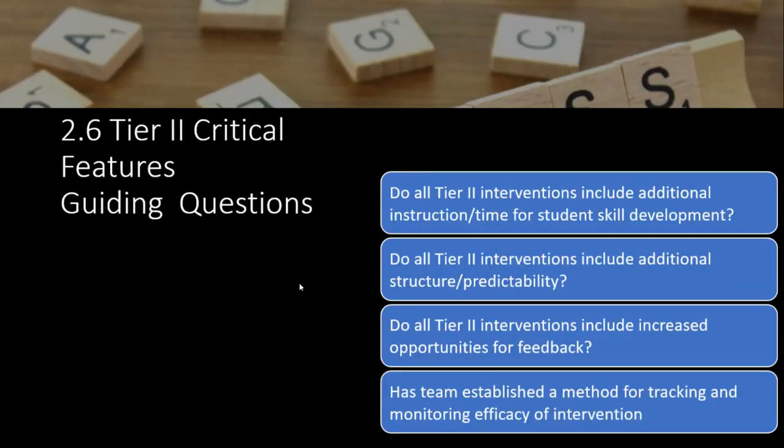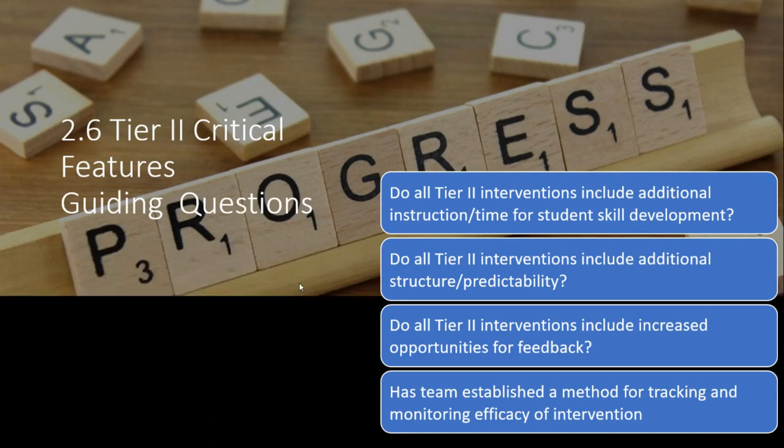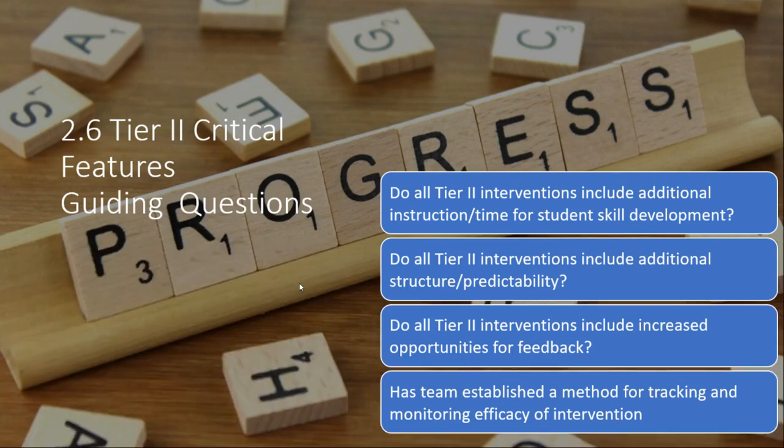So some guiding questions and considerations: do all tier 2 interventions include additional instruction time for student skill development? Again, it's important that these interventions are reteaching those skills that they did not necessarily learn from that tier 1 universal support that they received. Do all tier 2 interventions include additional structure or predictability? Again, we want to structure this support so that interventions are scheduled on a regular basis. They help provide structure inside and out of the classroom.